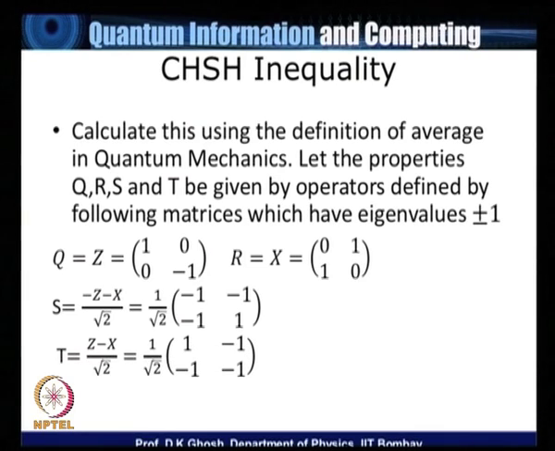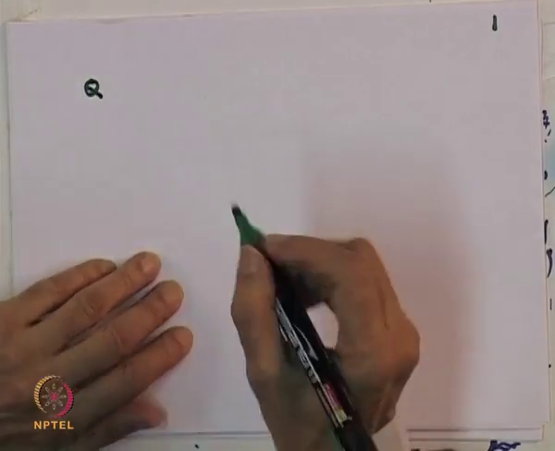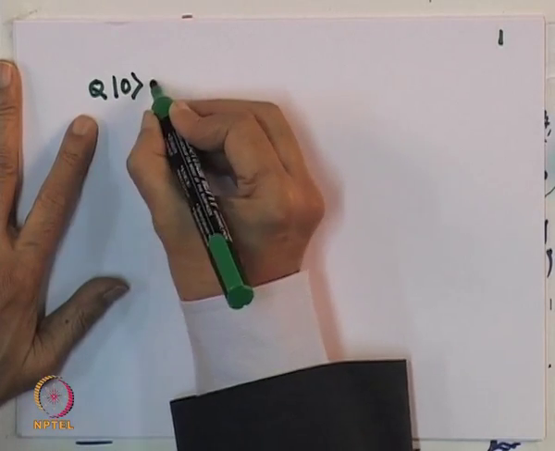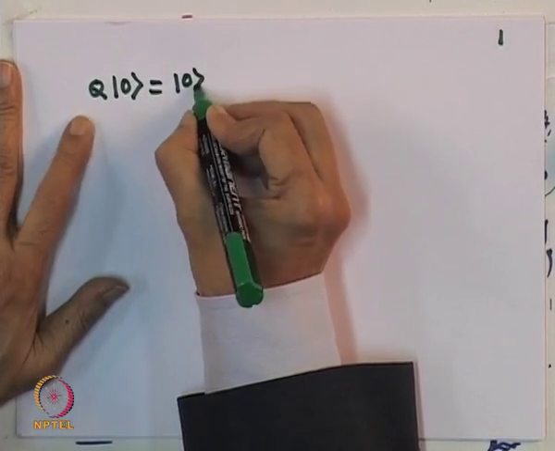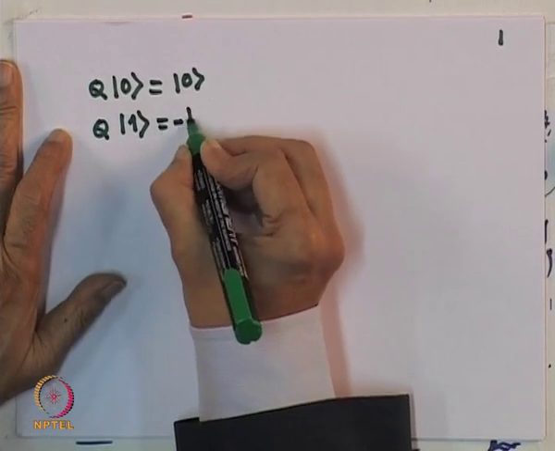Now look at what Q is. Q is simply sigma z. So, Q acting on 0 is nothing but 0, but Q acting on 1 is minus 1, because that is sigma z.